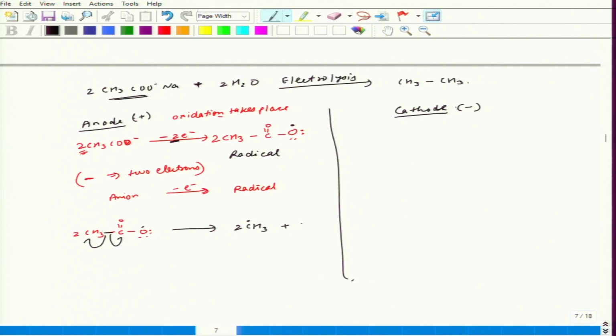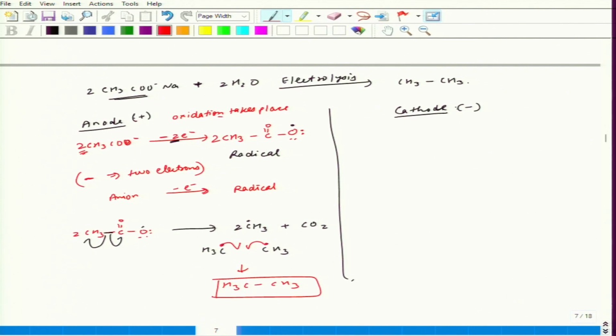Okay. What will it form? A CO2. And 2 CH3 radicals means there is 1 CH3 radical like this, 1 CH3 radical like this. So, there are 2 CH3 radicals. What will these radicals do? Both the radicals will give themselves up to form one bond, and it will form CH3 CH3.